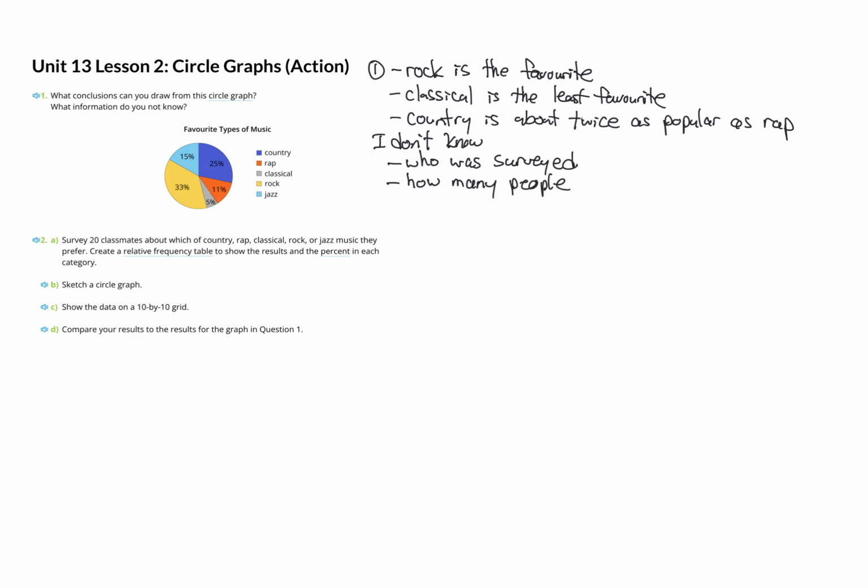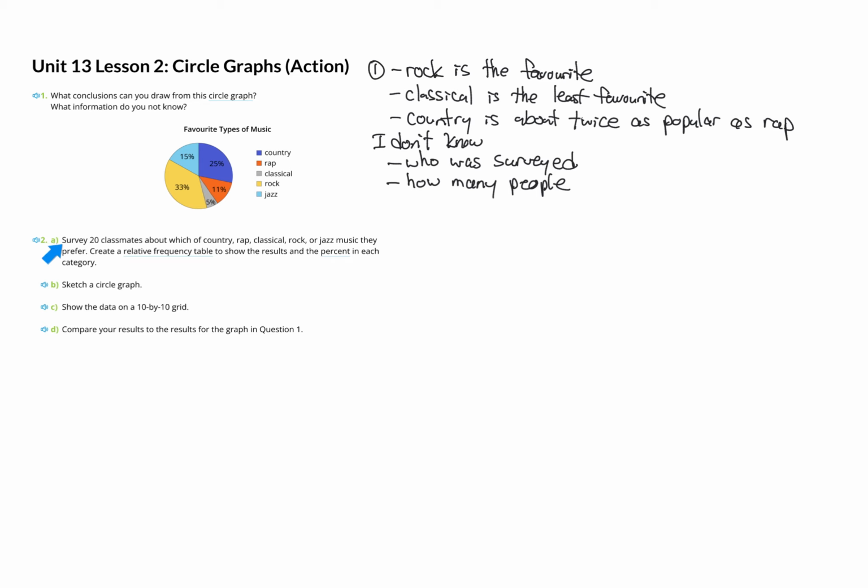I only know percentages. So there could have been 1,000 people asked. There could have been, I don't know, 10 people asked. I really don't know. So this isn't giving me all the information I'm looking for, but it does allow me to quickly compare the different categories.